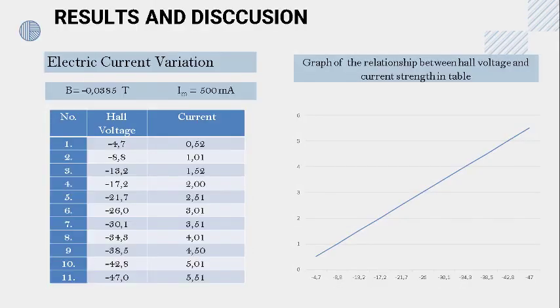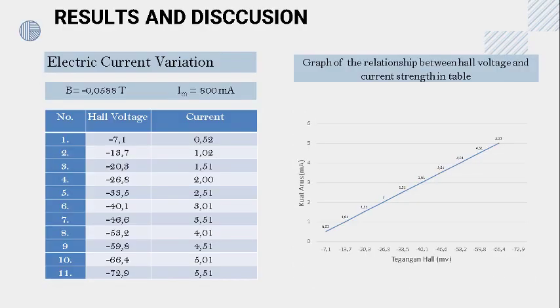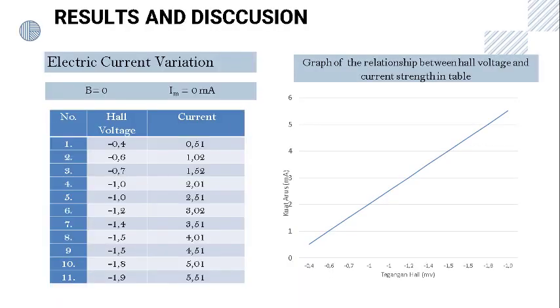Okay, in this table, first is the electric current variation with the magnetic field, with the current variation at 500 mA and the Hall voltage varying from minus 4.7 to minus 47. And as you can see, the graph of the relationship between the Hall voltage and current is a straight line, directly proportional. While the current increases, the Hall voltage increases as well.